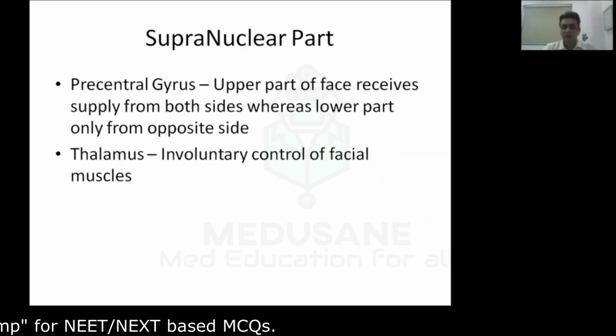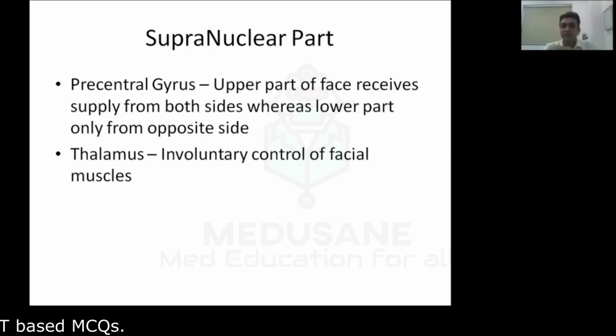The supranuclear part has connections with the precentral gyrus of the opposite side, and the lower face is supplied by fibers from only one side, that is only the opposite side of the cerebral cortex, whereas the upper part has connections with both sides of the supranuclear compartments. So whenever there is a supranuclear paralysis, suppose that on the left side someone suffers from a stroke and there is a supranuclear paralysis on the left side of the cerebral hemisphere, the person will have a right side facial nerve palsy because the left side of the cerebral cortex supplies the right side of the nerve.